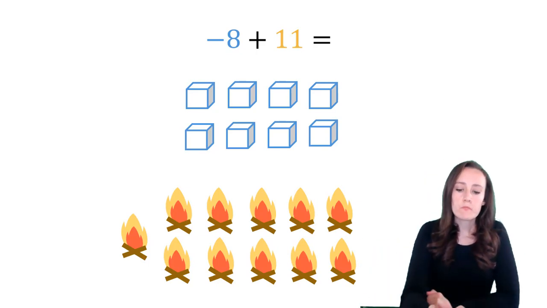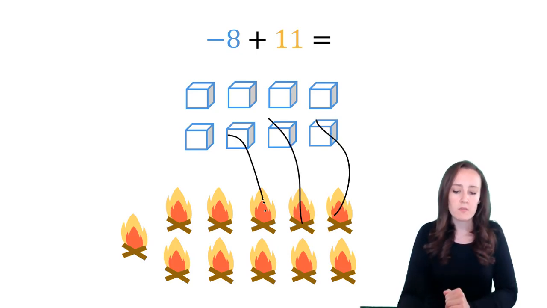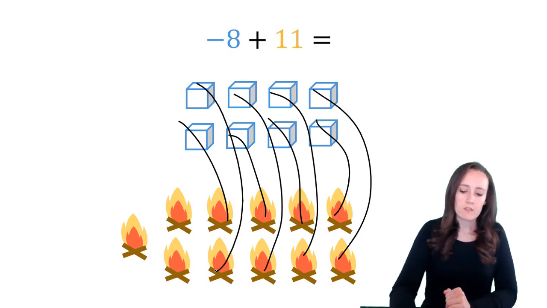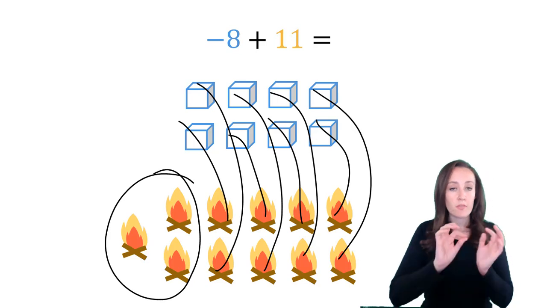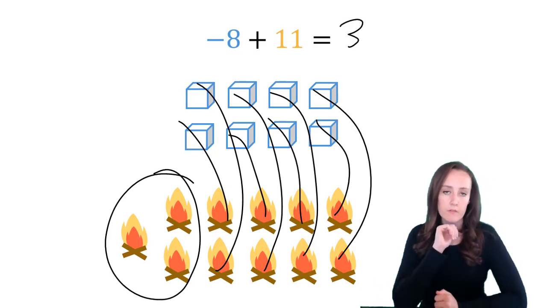So what that would look like is you'd say, okay, well, this ice cube is going to put out this fire. This ice cube is going to put out this one, and so on and so forth. All of these are going to get canceled out, and you're left with 3 fires left over. So your answer would be a +3.